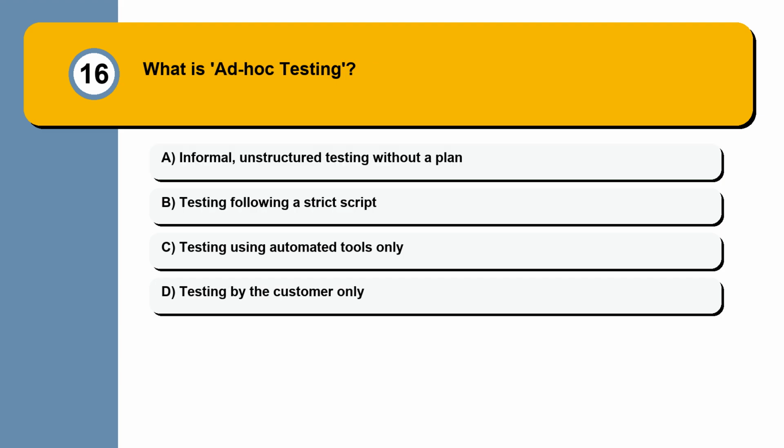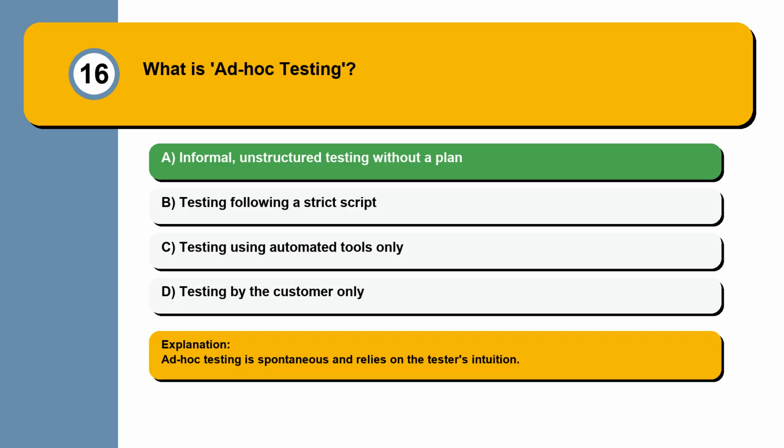Question 16. What is ad hoc testing? Informal, unstructured testing without a plan. Testing following a strict script. Testing using automated tools only. Testing by the customer only. Ad hoc testing is spontaneous and relies on the tester's intuition.